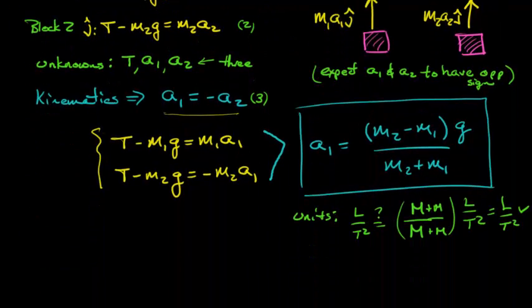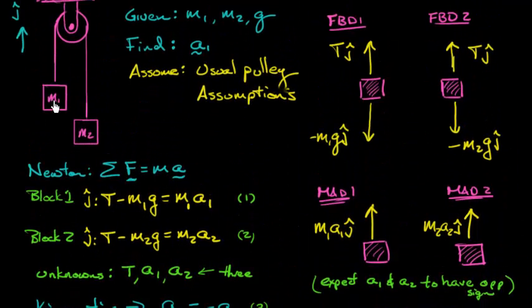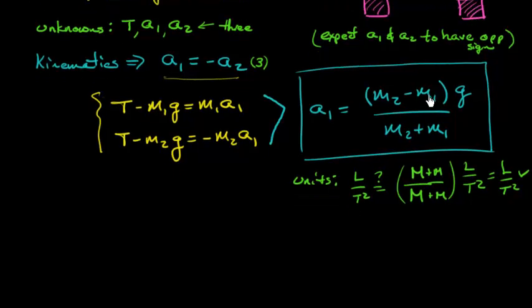Well, let's look at my result over here. If mass 2 is bigger than mass 1, then this difference here is going to be positive. g is a positive number. The denominator is positive. So if mass 2 is bigger than mass 1, a1 is positive, exactly as I expected. And if I flip it, if mass 1 is bigger than mass 2, then acceleration 1 should be heading downward. So the numerator is negative, divided by something positive, times something positive. So acceleration will be negative.